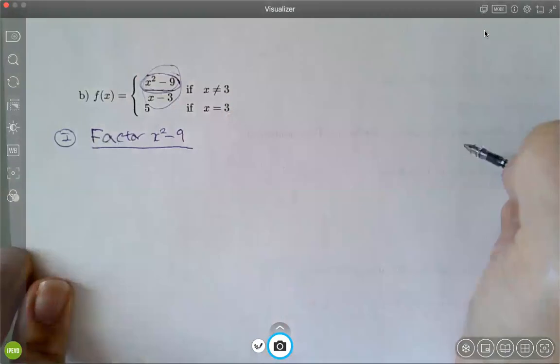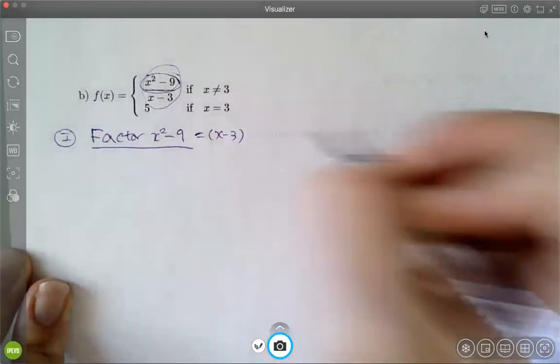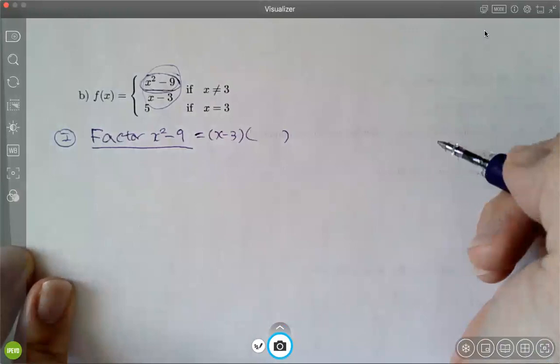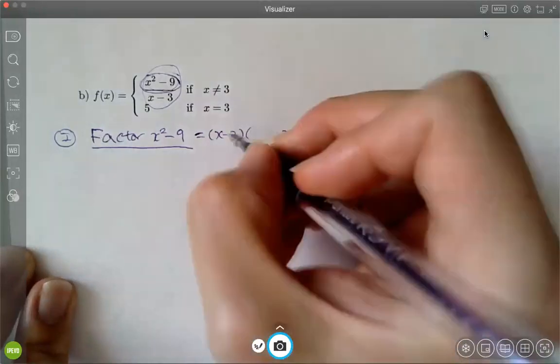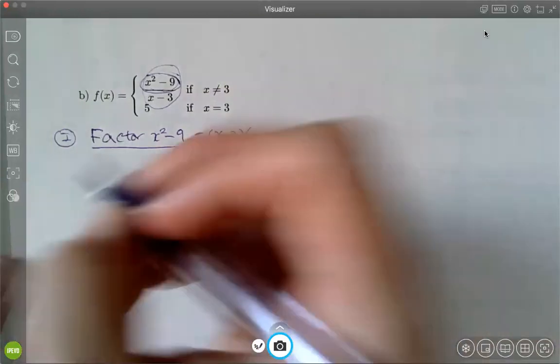So when you factor, what do you get? X minus 3. And? X minus 3 and? What is the second factor? X plus 3. X plus 3, right? Difference of squares. Okay, so now, why is this important?